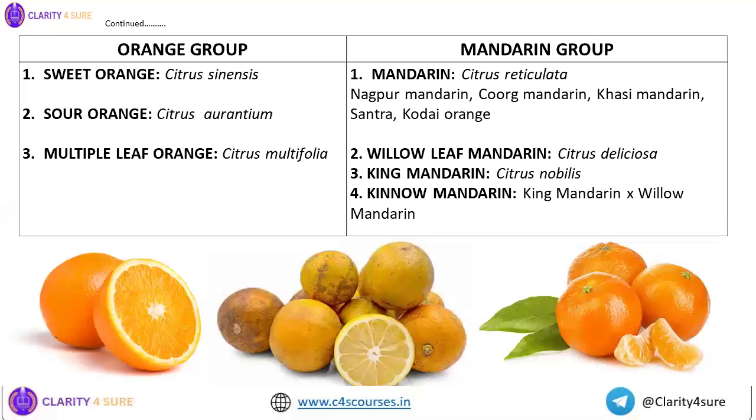The next groups are the orange group and mandarin group. Oranges have a tight jacket, as you can see in this first picture, and even this one as well. But mandarin has loose skin, which is very easy to remove, right? You would be surprised to know that the oranges that we eat during winter are actually mandarins, whereas the Mosambi that we eat belongs to the orange group.